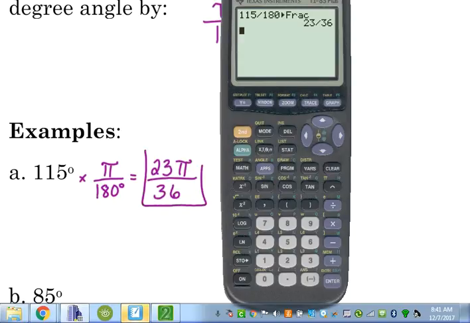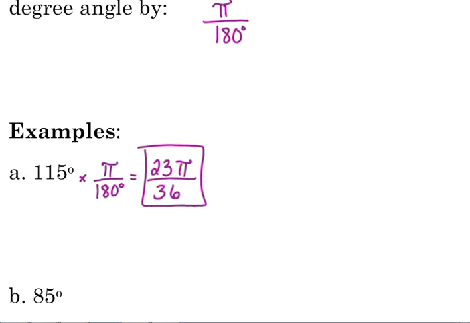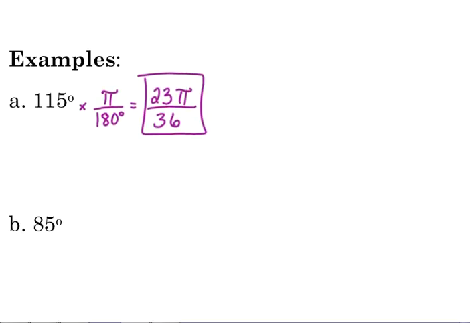Radians usually have pi in them. Okay, we leave the pi in there. We don't multiply it all out. Okay, we do not multiply it all out.